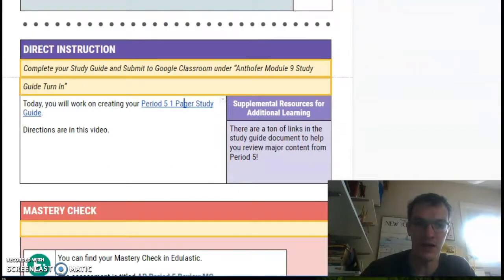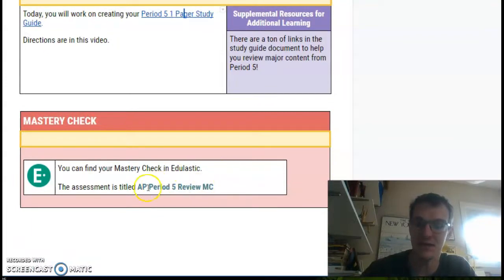One other thing I want to point out here, if you go down to the bottom, after you make your study guide, make sure to do a quick little mastery check. This is just going to give me a sense how much are people remembering even after they make their study guide. This is open note, just like the test will be.